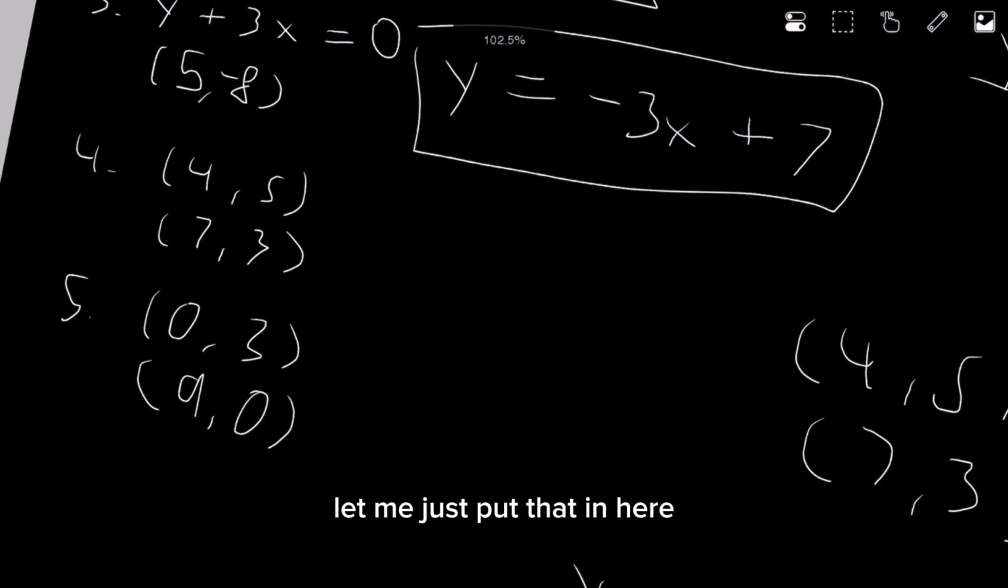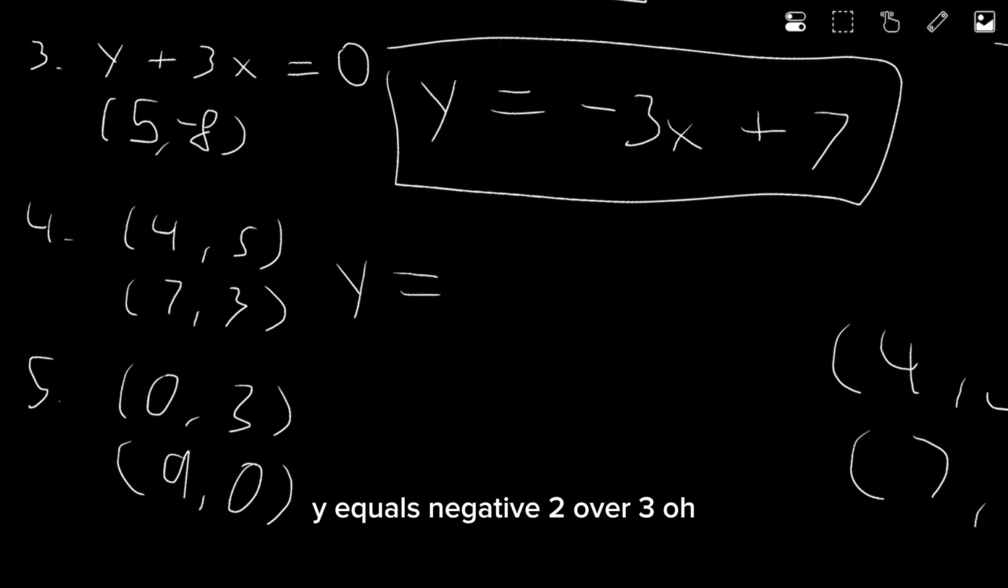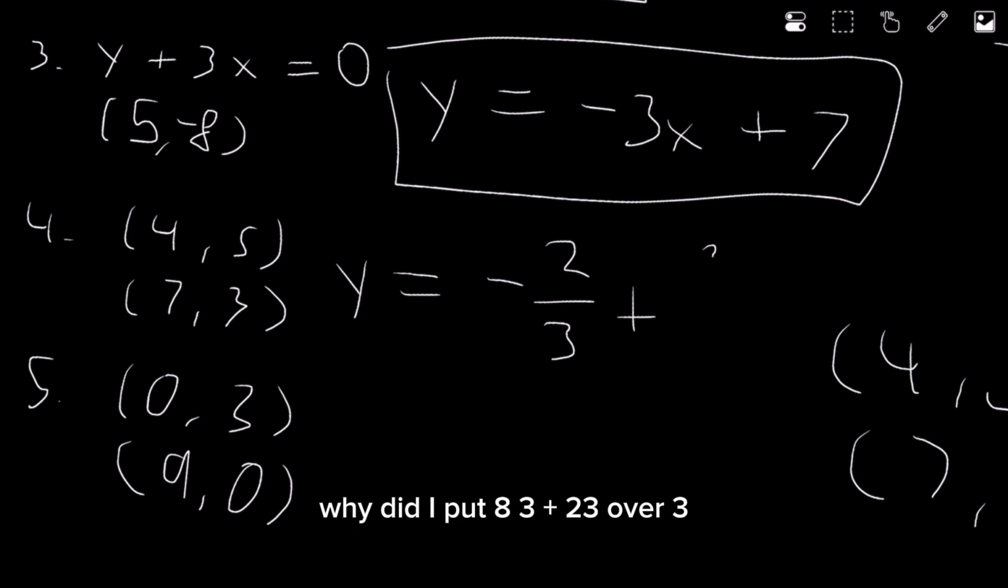So, let me just put that in here. Y equals negative 2 over 3x plus 23 over 3.